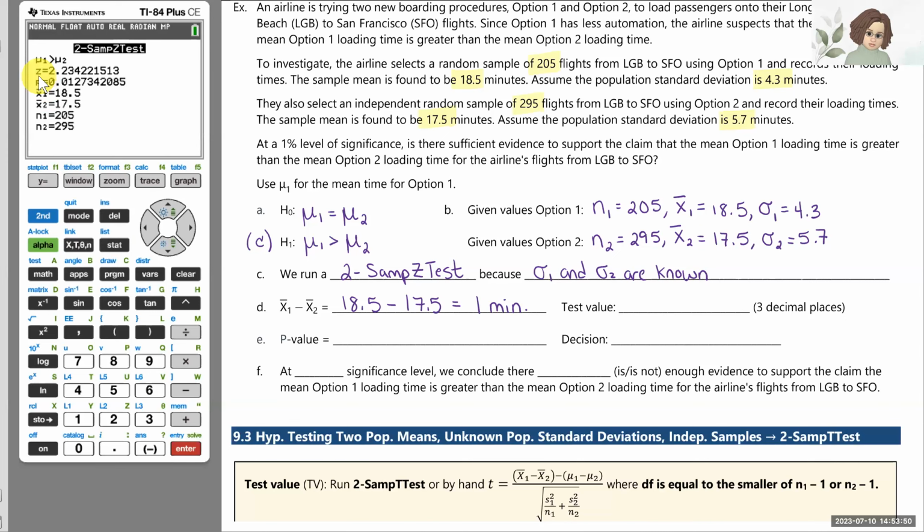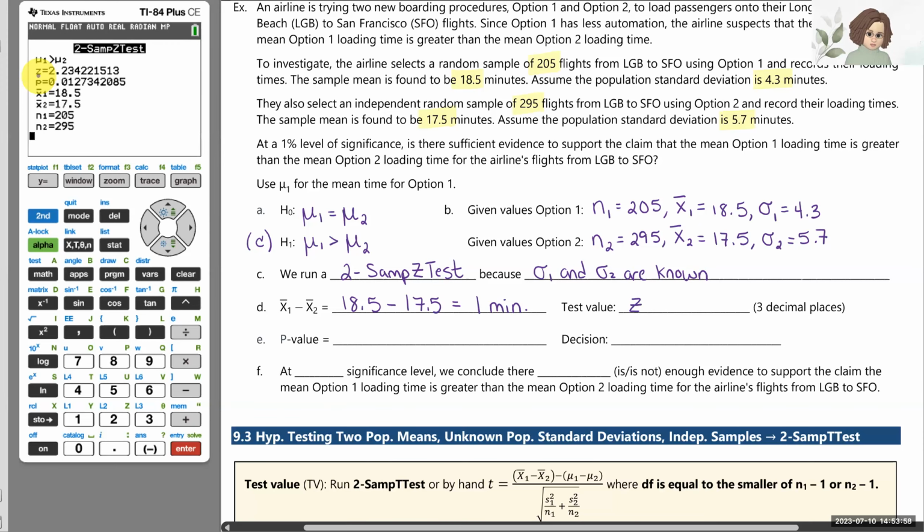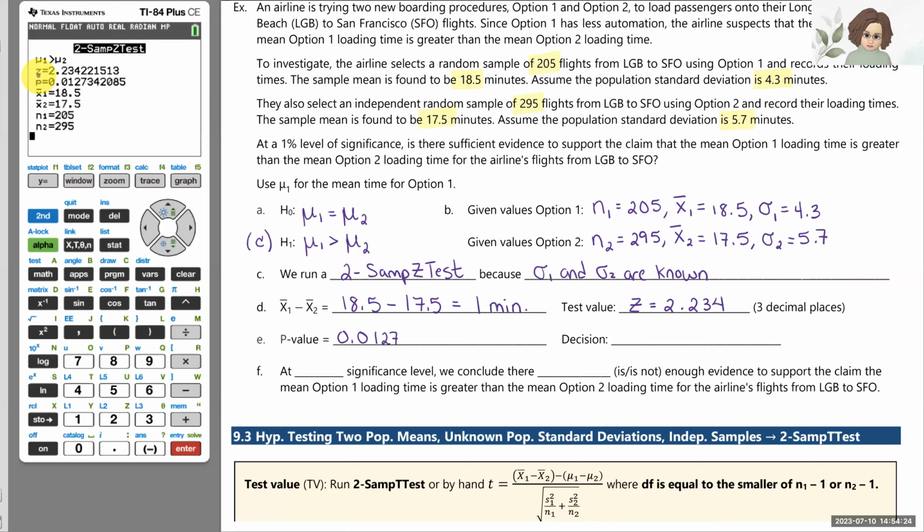And the z-score we see there is our test value. So I said round to 3 places here. Often we do 2. So we can just do whatever directions are provided. So 3 places would be 2.234. And then the p-value with that test, we'll do 4 places as we usually do, 0.0127. And that as a percent would be 1.27%.